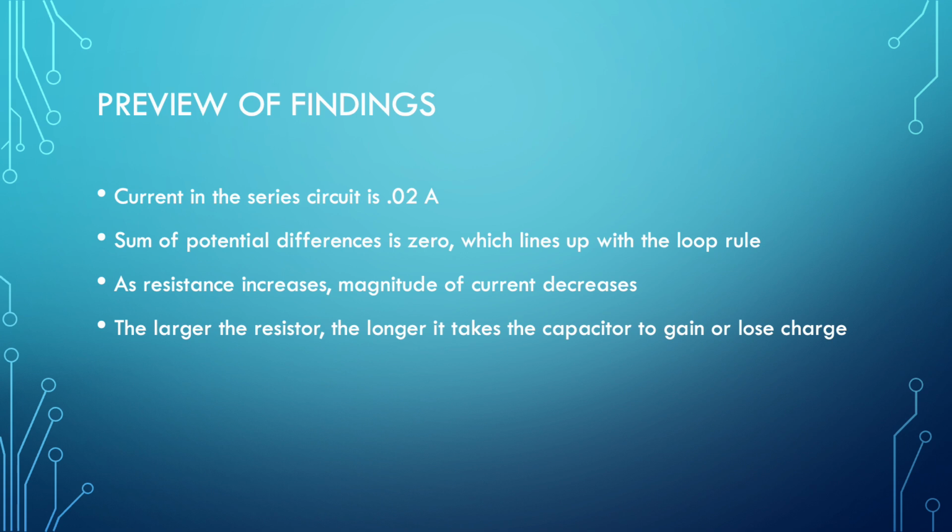Now, for a quick preview of the findings, the current in the series circuit is 0.02 amperes. The sum of potential differences is 0, which makes sense as for the loop rule. And as resistance increases, the magnitude of current decreases. And finally, the larger the resistor, the longer it takes the capacitor to gain or lose charge.